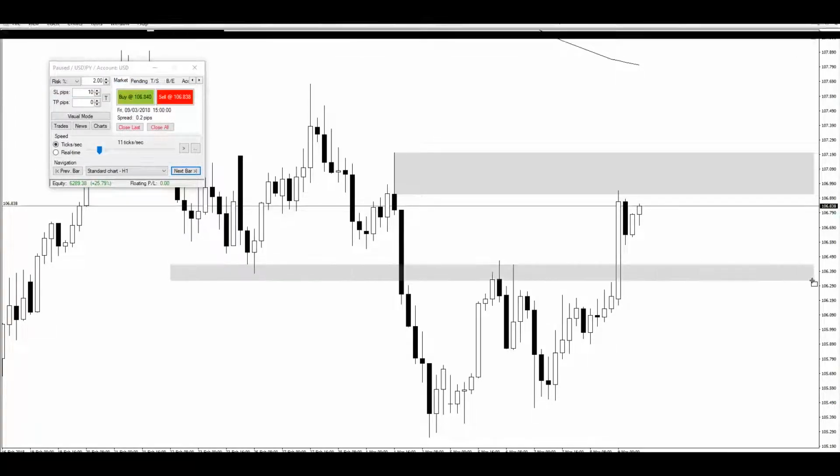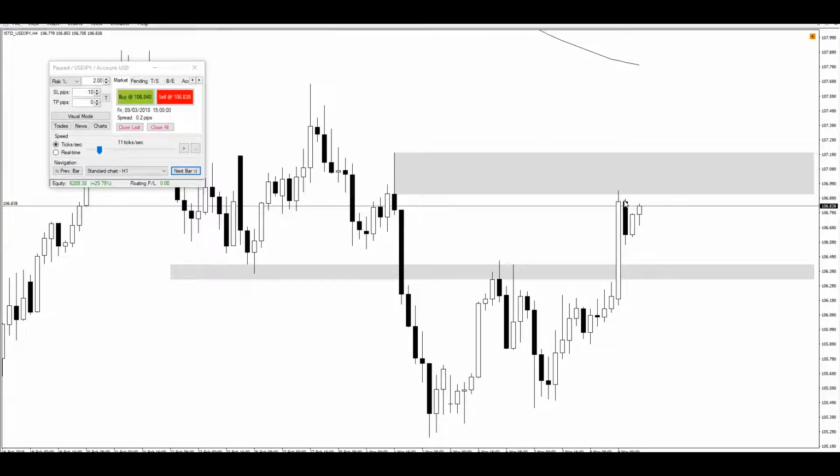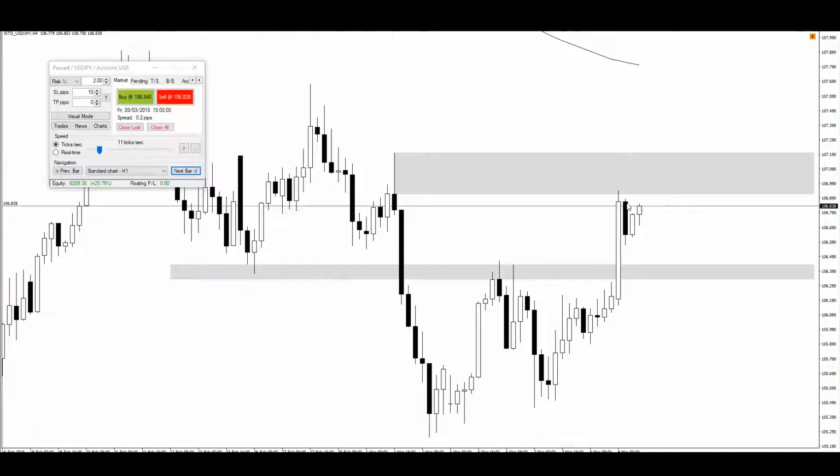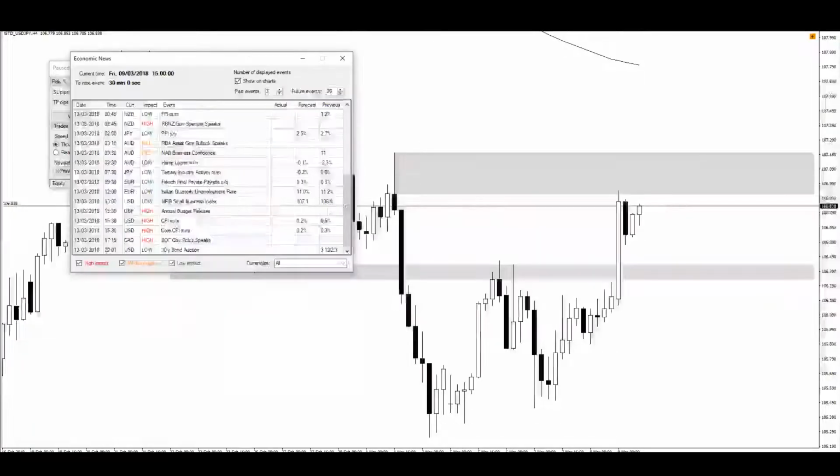Right over here. Right? That's where price can eventually come down to. But for now, we're not really sure because what's happening is that it's coming up, but then there's a resistance here. So what we're going to do is we're going to try to take a trade here. But first, we're going to look at the news, right?